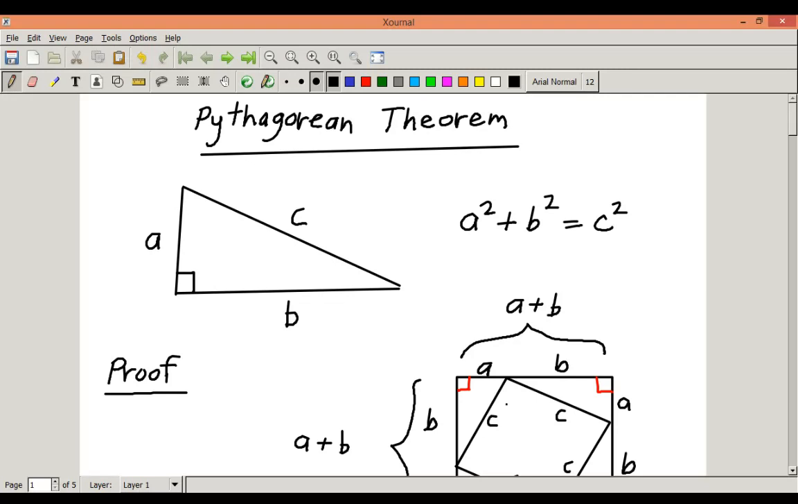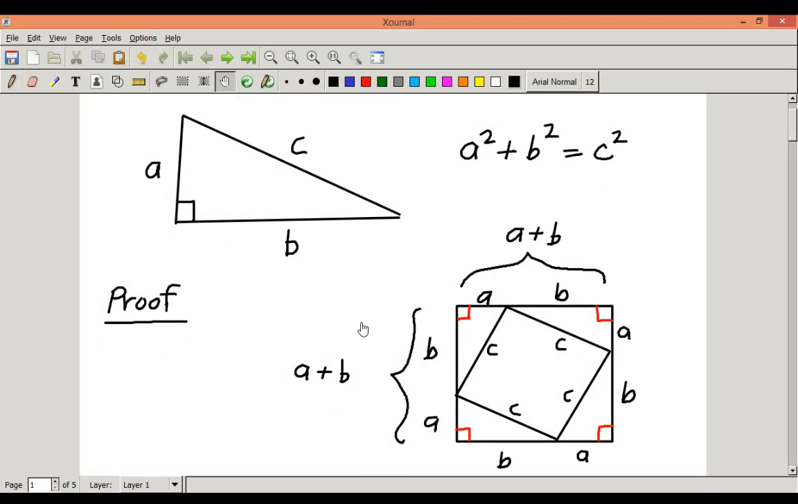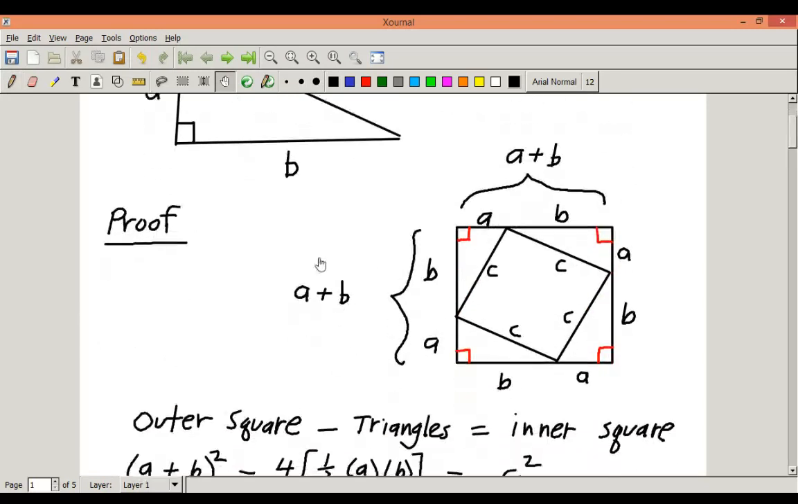Okay, so if those letters were switched around, it would not be a squared plus b squared equals c squared. But the way to remember it is leg squared plus leg squared equals hypotenuse squared. That'd be the best way to remember that. Okay, so you actually can prove it. It's a theorem. And so that's what I'll do next.